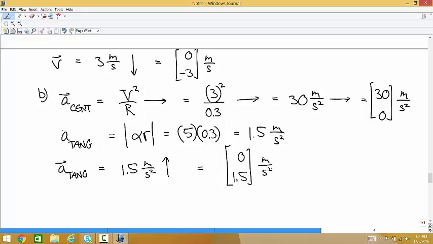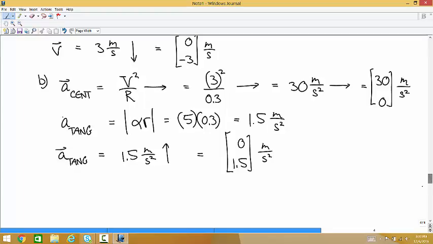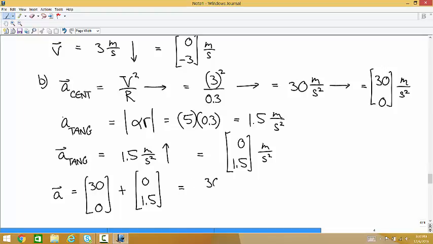And then the last step is just adding those two together. The total acceleration is 30, 0, plus 0, 1.5. So 30, 1.5, and the units are meters per second squared. Any questions about that?